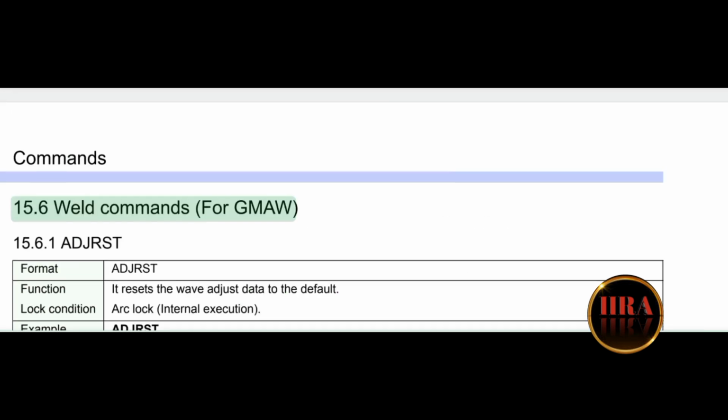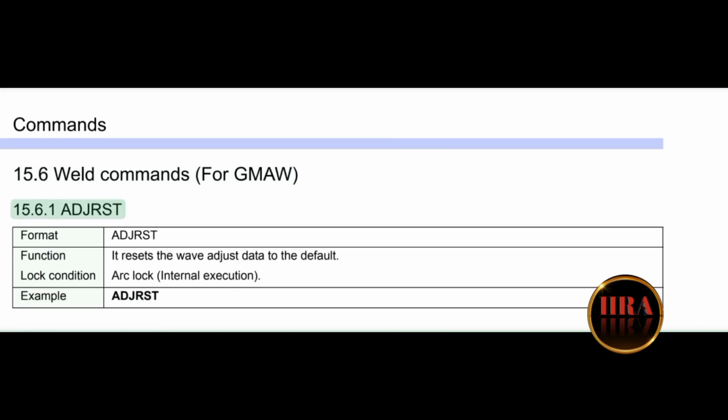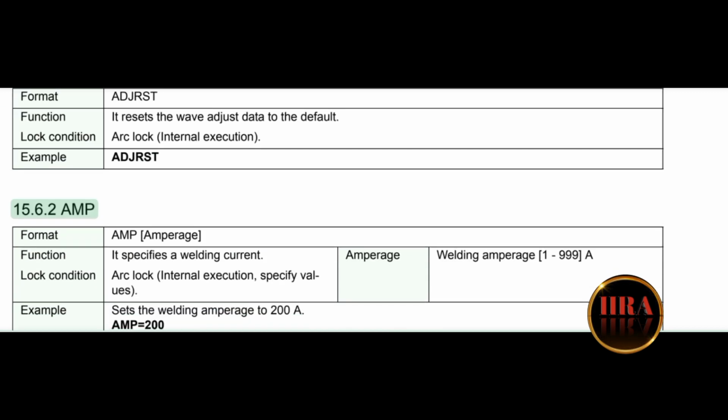236 OM1009082E17. 15.6 Weld commands for GMAW. 15.6.1 ADJRST. 15.6.2 AMP.